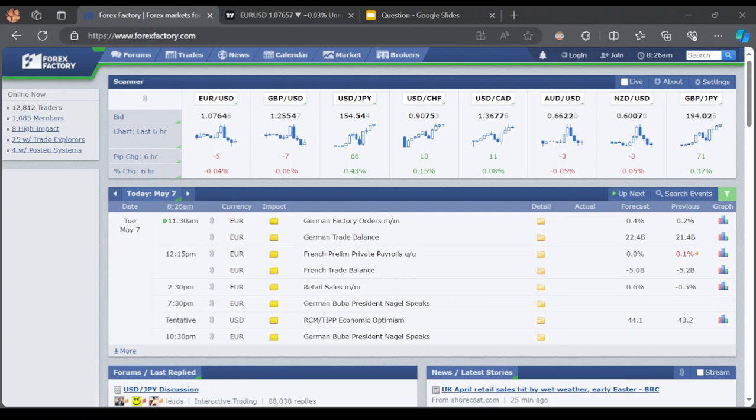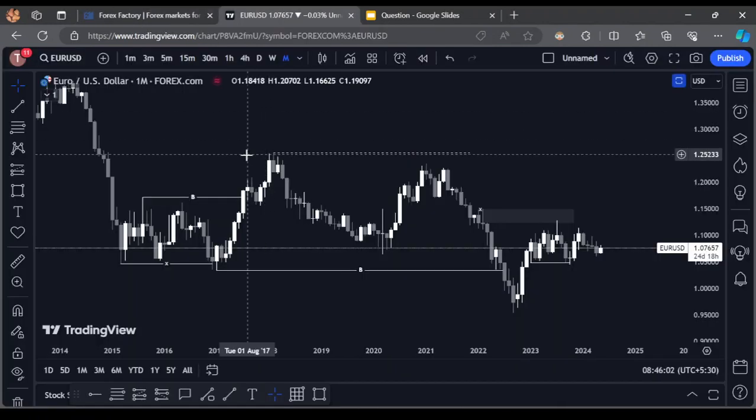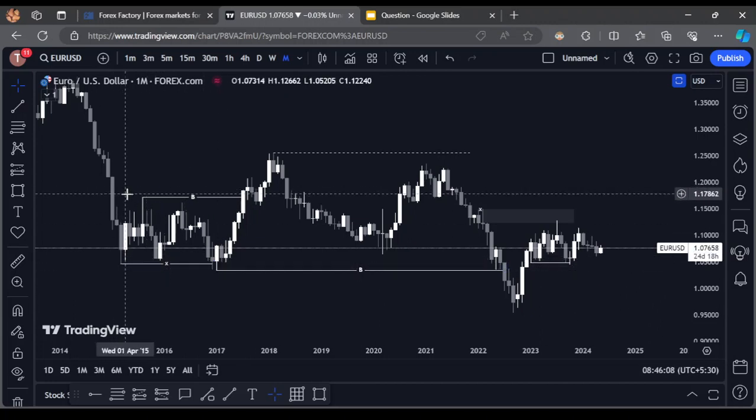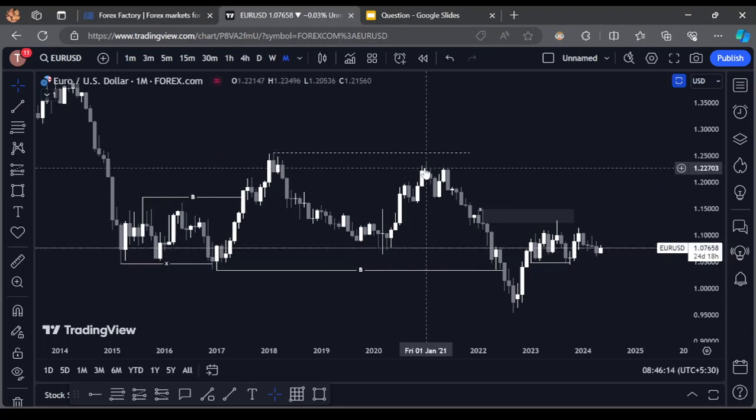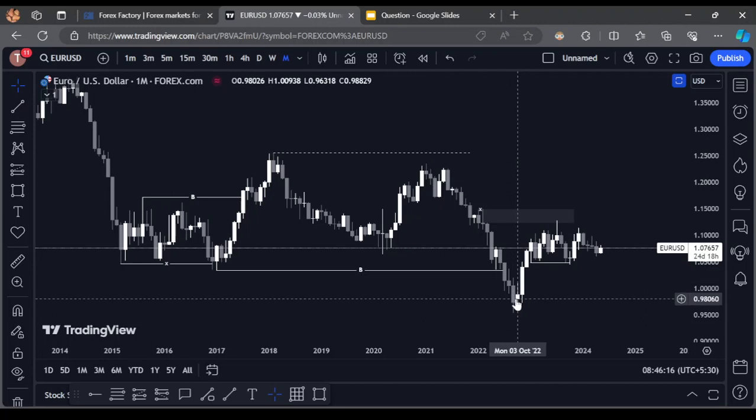So now let's move to the charts. So this is the monthly chart of Euro USD and the price was having equal lows. The price swept these equal lows and broke this high. This gave us a strong low. The price reacted from the strong low but couldn't break this high. Rather, it broke below the strong low. This gave us a bearish bias in the market.